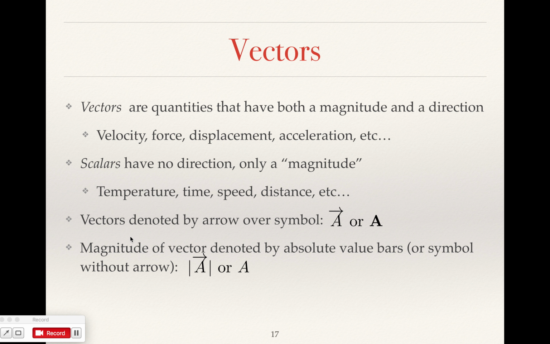If we're only interested in the magnitude part of the vector, the way you indicate that is with the absolute value bars. So if we have A, where A is a vector, so we've got the arrow over it, but then we put the little absolute value bars on either side, that means we only want the magnitude of the vector, without the direction. Or you also see this as just the A without the arrow. If A is a vector, A without the arrow over it means the magnitude of vector A. And again, we'll be dealing a lot more with vectors when we get to chapter 3.